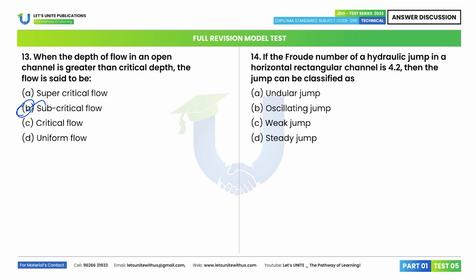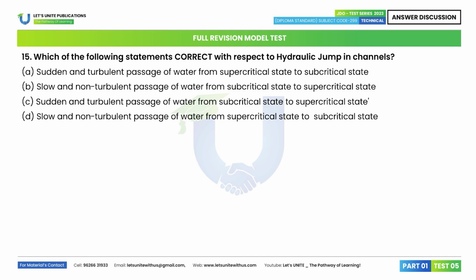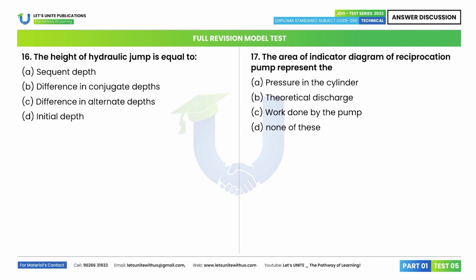Fourteenth question, if the Froude number of a hydraulic jump in a horizontal rectangular channel is 4.2, then the jump can be classified as an oscillating jump. Option B is the correct answer. Fifteenth question, which of the following statements is correct with respect to hydraulic jump in channels? The first option is the correct answer, sudden and turbulent passage of water from supercritical state to subcritical state. Sixteenth question, height of hydraulic jump is equal to the difference in conjugate depths. Option B is the correct answer.